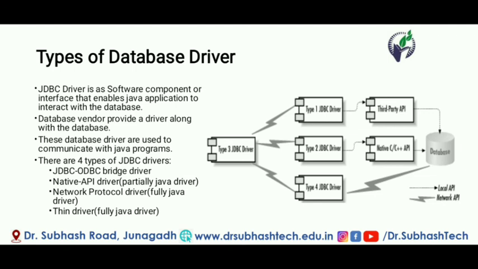So in the graphical representation, you can see the different types of database driver. Using the type 1 JDBC driver, a third party API is used to communicate with the database. Using the type 2 JDBC driver, the native C or C++ API is used, and using this you can communicate with the database. With the type 4 JDBC driver, using the network API you can directly communicate with the database, and the type 3 JDBC driver is connected with all these different types of database drivers. Using these drivers you can communicate either using the native API or using a network protocol to connect with the database. So this is the basic scenario of the different types of database driver.